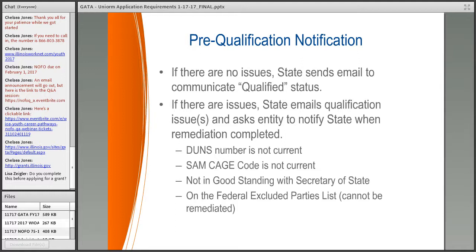And one thing I should mention is that the state is developing its own excluded parties list that should be available in the near future and will be used in conjunction with the federal excluded parties list.